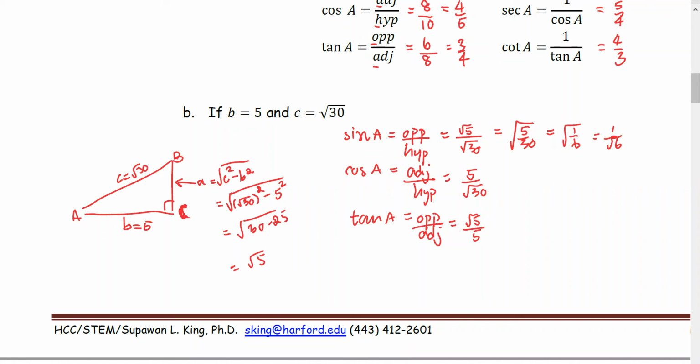And then for the other three trigonometric functions, the cosecant of A, which is the reciprocal of the sine of A, gives us square root 6. The secant of A is the reciprocal of the cosine of A, which is square root 30 divided by 5. And the last one, the cotangent of A, is the reciprocal of the tangent of A, which is 5 over square root 5.